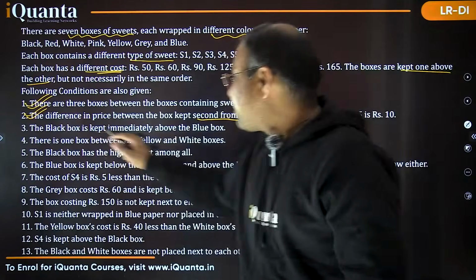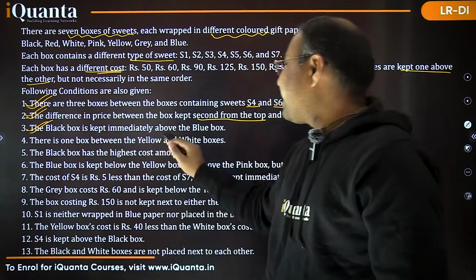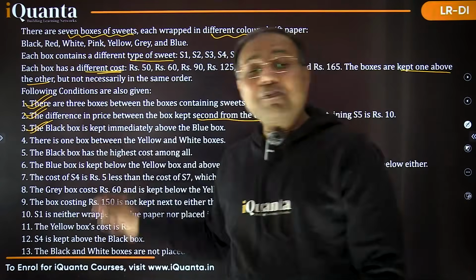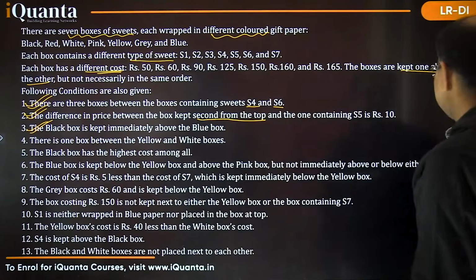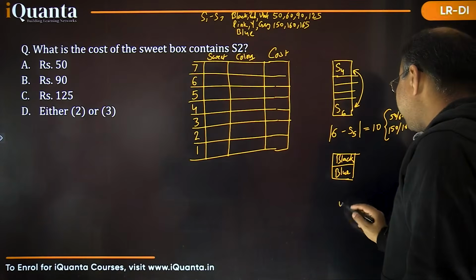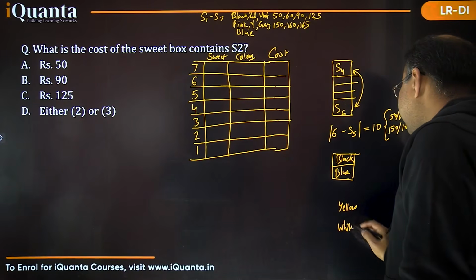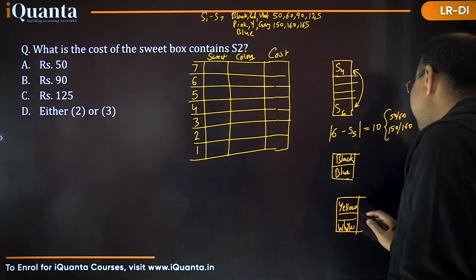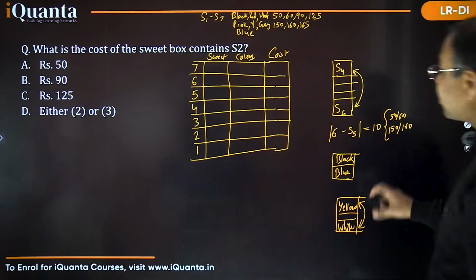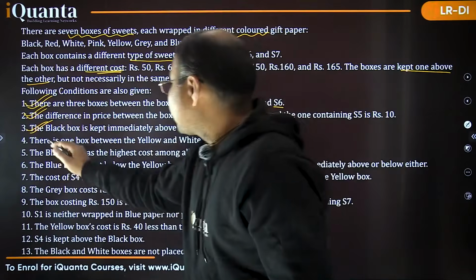So black is immediately above blue. Okay, let's move further. There is 1 box between yellow and white. Now when it says 1 box, it is exactly 1 box. So between yellow and white, let me write separately, there is exactly 1 box. Now again, same thing, it doesn't mention which one is at higher position. So yellow and white can certainly interchange their positions, as we had seen in the first point as well. Okay, let's move further. This point is also done.